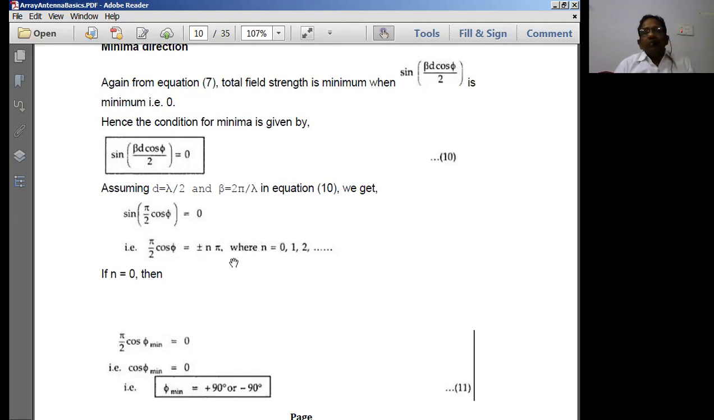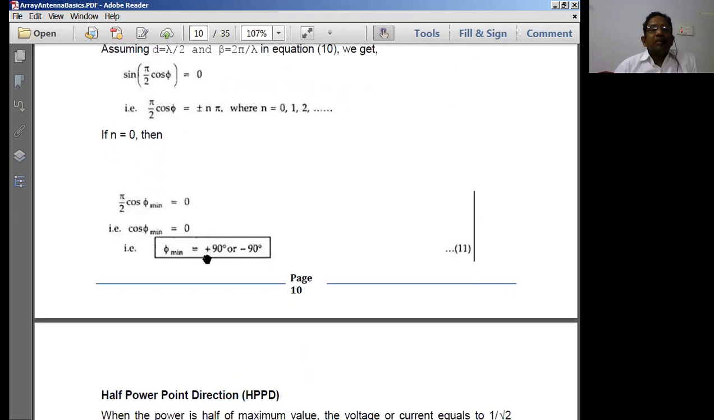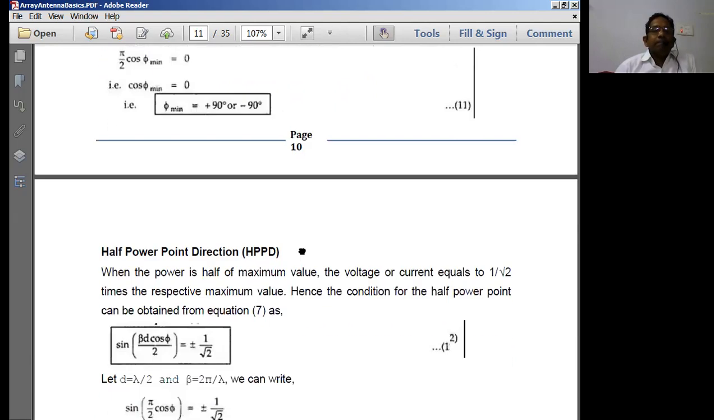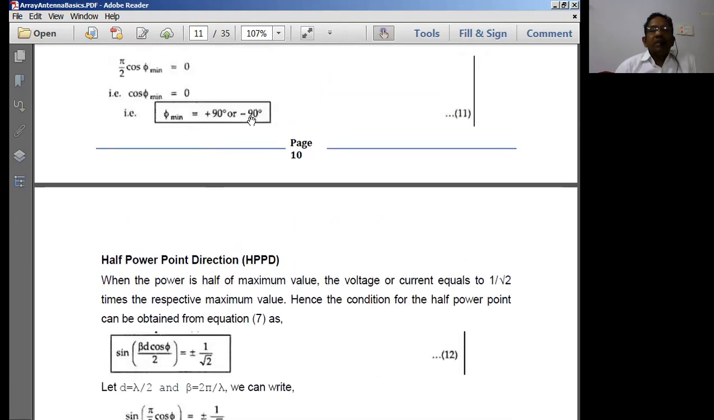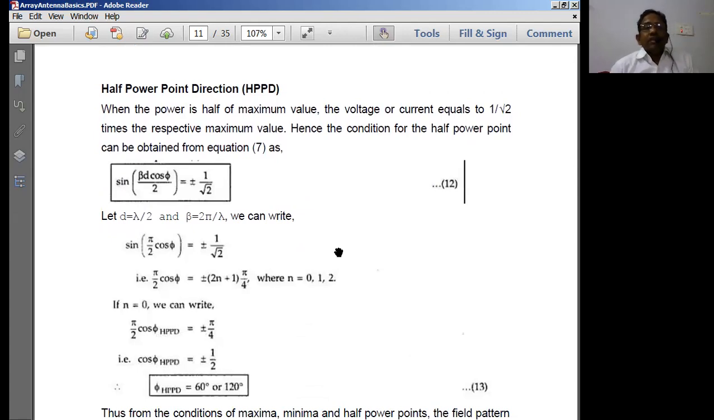If n is equal to 0, there is no phase, then it will be 0. To get a minimum value, n should be equal to 0. So here, phi minimum will be equal to plus 90 degrees or minus 270 degrees. So it should be simply the reverse of the previous case, the broadside kind of array. Same kind of array we normally have here. So plus 90 or minus 90 degrees, both are the same.